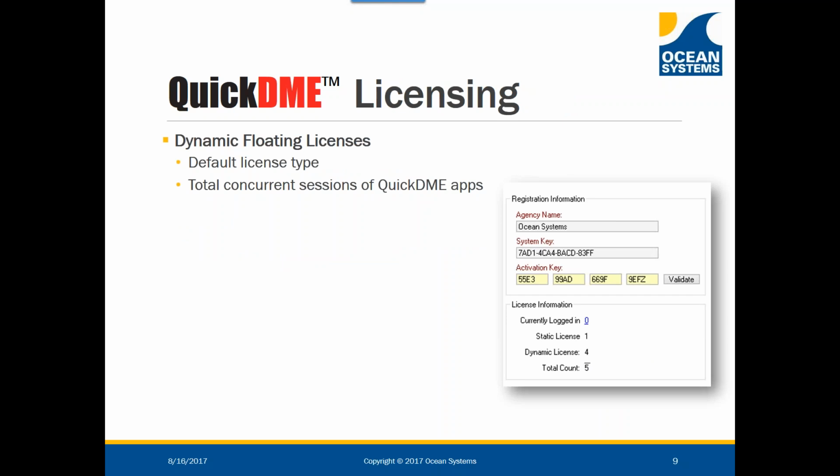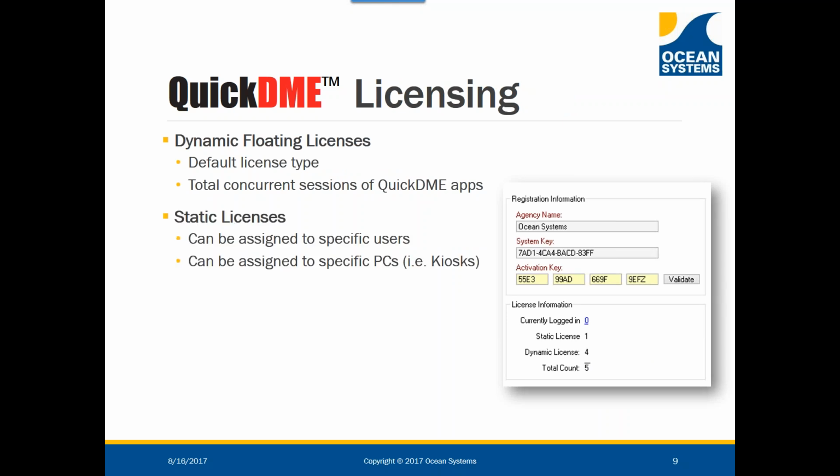As far as licensing goes, QuickDME's default license type is dynamic floating licenses, which means that if you buy a package of 3 licenses for QuickDME, those licenses are only in use when somebody's actually in the application. So they are returned to the pool as soon as they leave the application. You can have QuickDME deployed on hundreds of computers throughout your network and only pull a license when someone actually launches the application. So further reducing the overhead as far as the cost involved with deploying the solution in a networked environment. We can also use static licensing.